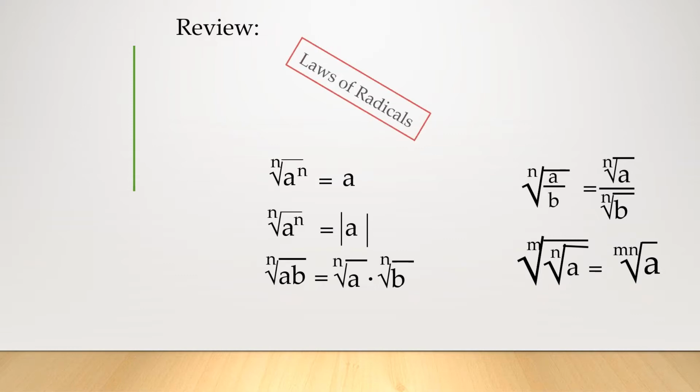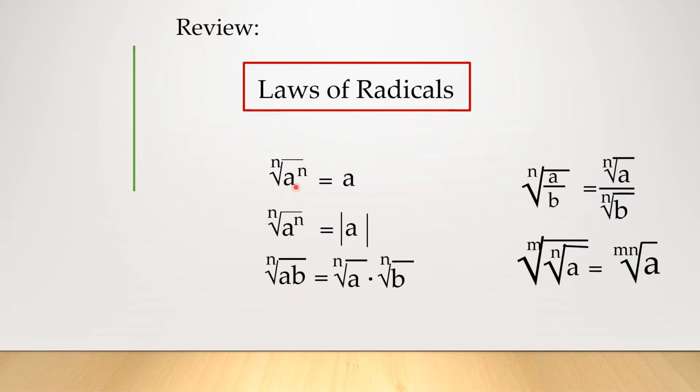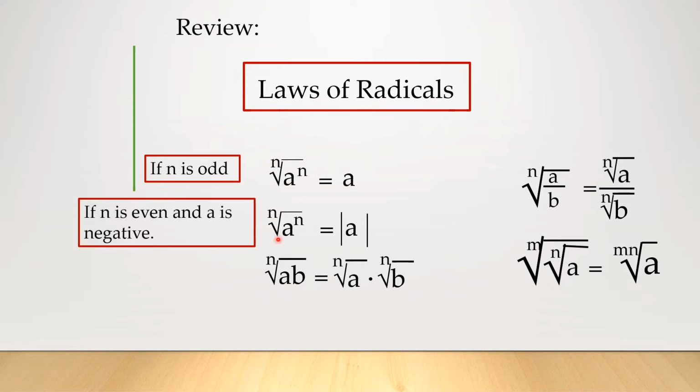Now, here, let's have a short review about this. So here, if I have the nth root of a raised to n, that is equal to a if n is an odd number. So here, the index and the exponent are the same. Odd means 3, 5, 7, 9. Simply, the answer is equal to a. But if I have the nth root of a raised to n, and n is an even number, and a is negative, you need to get the absolute value of a. Simply, getting the absolute value is just removing the sign.